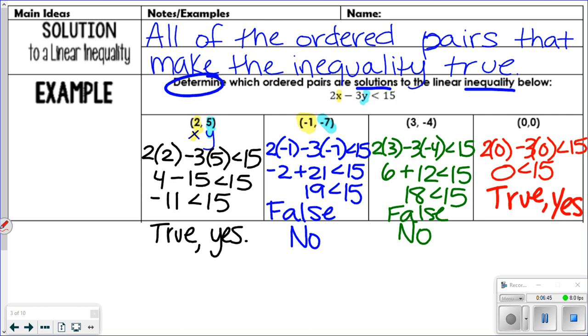So out of these four, which one was the fastest or the easiest point to plug in to test? Definitely (0, 0), right? Because anything times 0 is 0. So we are going to use this (0, 0) moving forward as a test point. So we're gonna use this further down on your worksheet. Okay, let's get into the graphing.